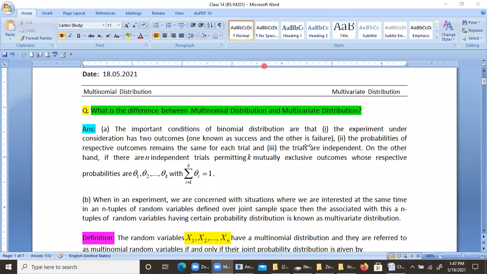I can see that there are 50 participants, but only 30 participants have so far written their roll numbers in the chat box. Others, if you miss, then you will miss the class.